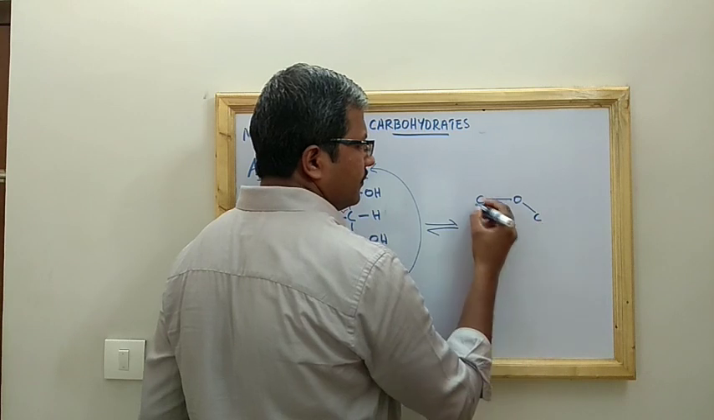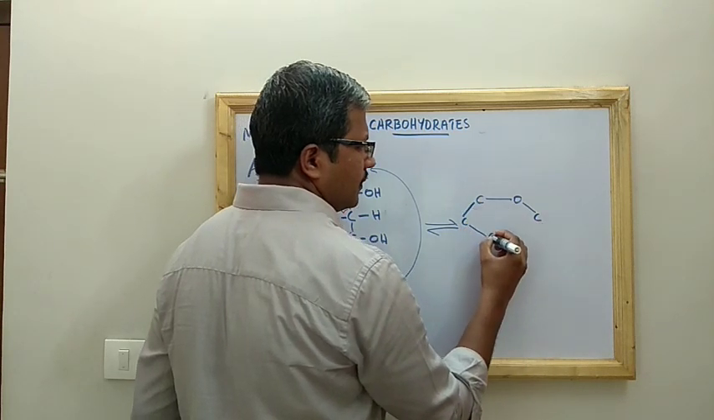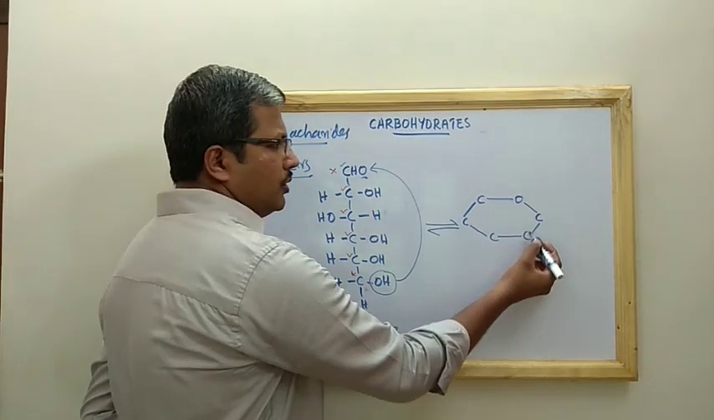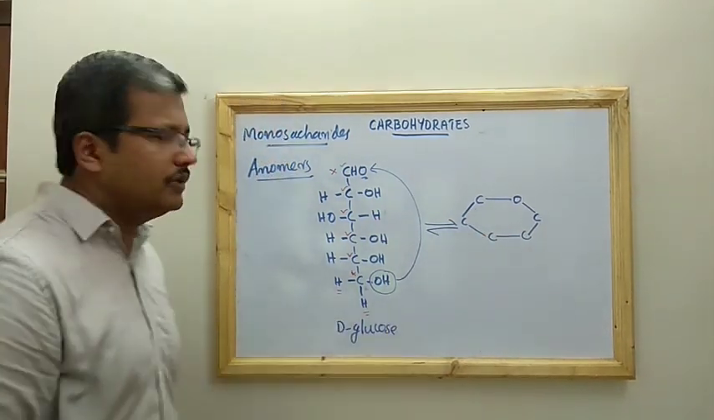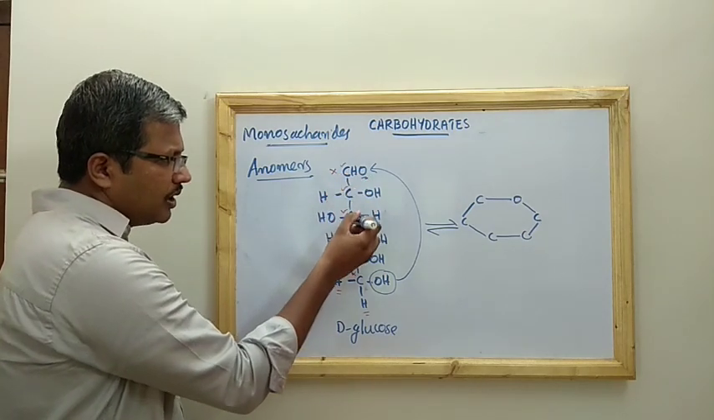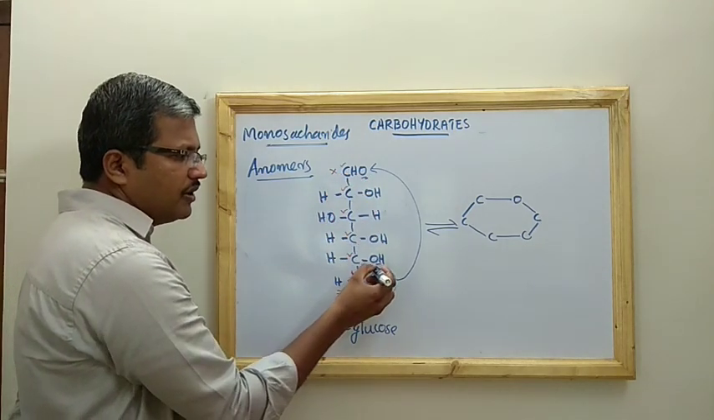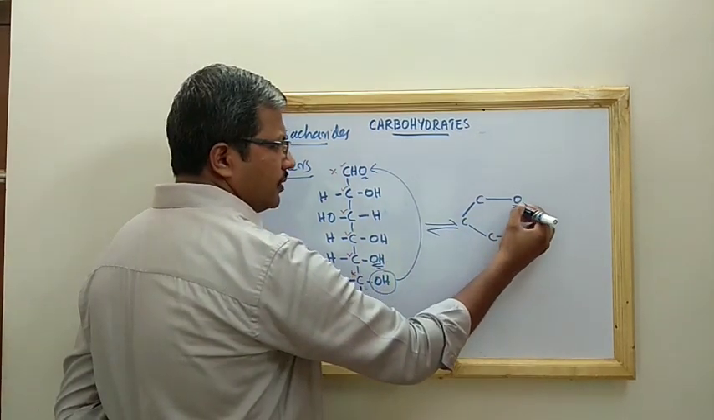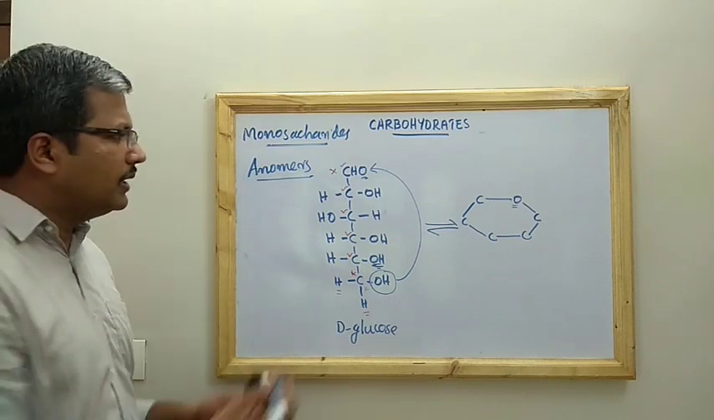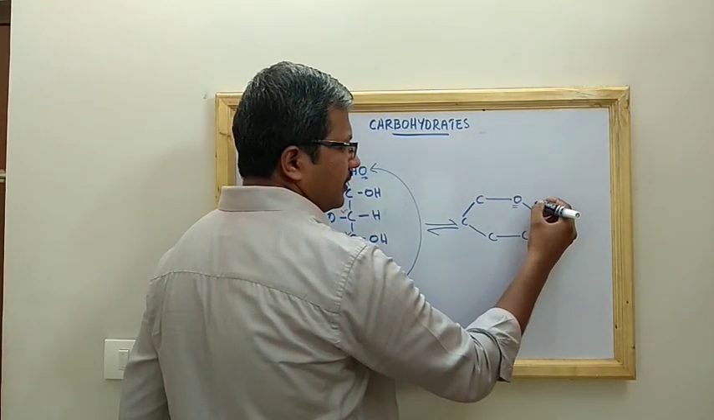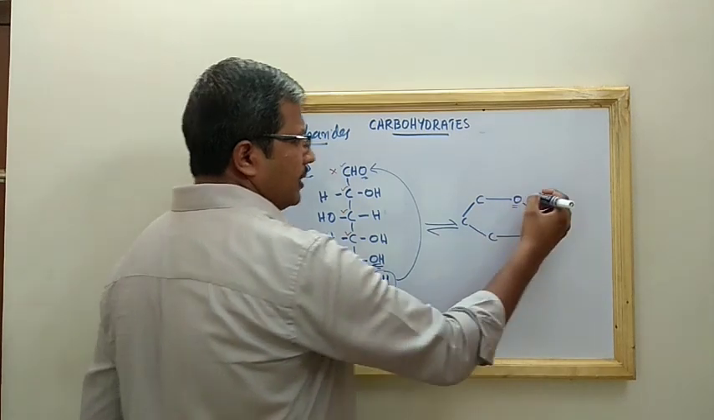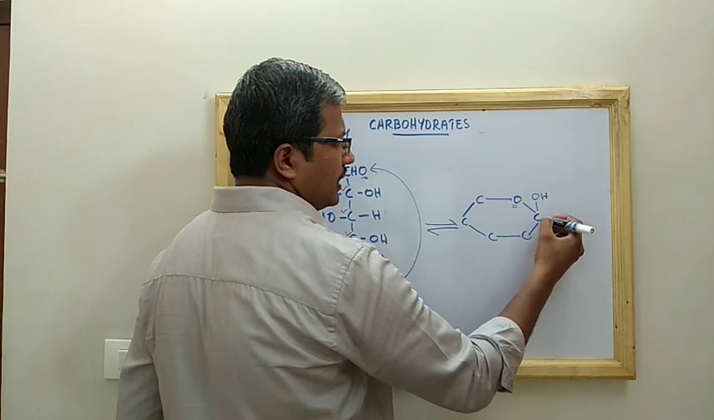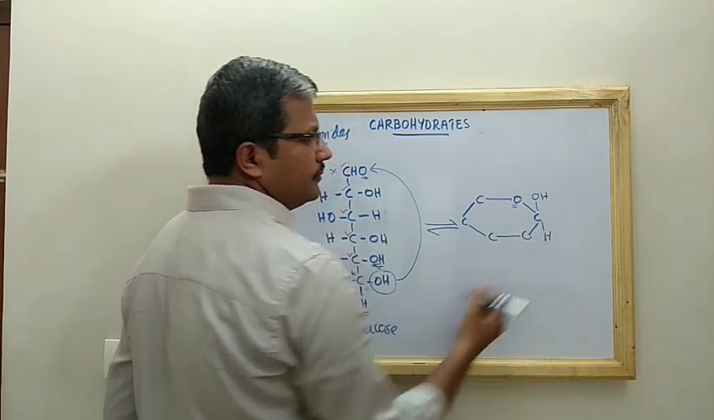There is another C, C, C, C. Okay, so 1, 2, 3, 4, 5. You can see that 1, 2, 3, 4, 5. So the fifth carbon OH is attacking. So this O is actually this particular O. And there is a double bond O that is left. And this H will be combining with that. As a result, it will be forming like this.